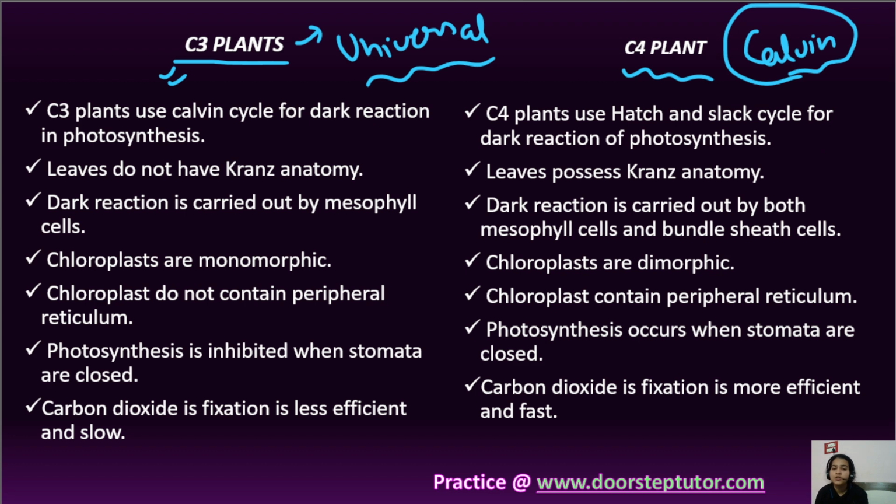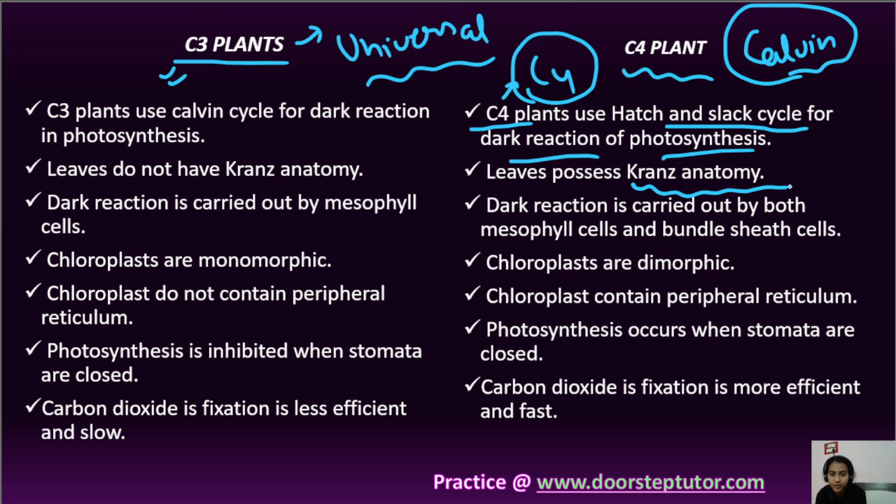It is present in both C3 plants as well as C4 plants. After that, there is a special type of anatomy present in the leaves of C3 plants, known as Kranz anatomy. But if we talk about the C4 plants, these use the Hatch and Slack cycle for the dark reaction of photosynthesis. And why is the name C4 plant? Because the first stable compound formed here has 4 carbons present in it. Here the Kranz anatomy is present. It is a special type of Kranz anatomy which enables these plants to live in high temperature.